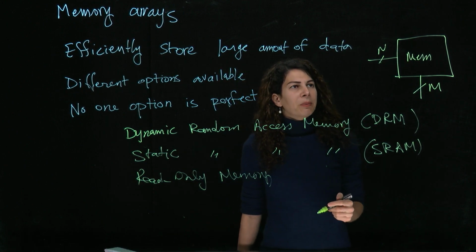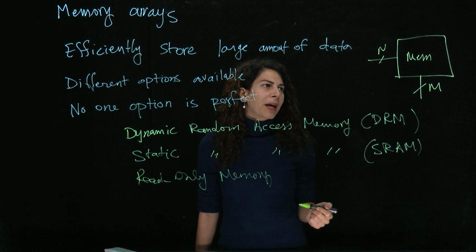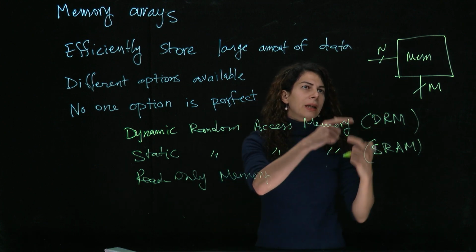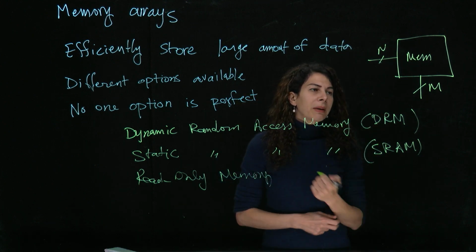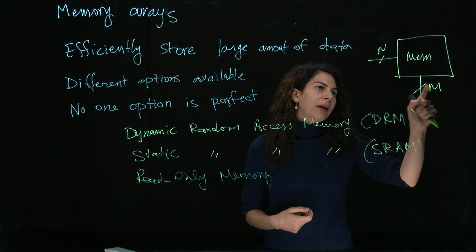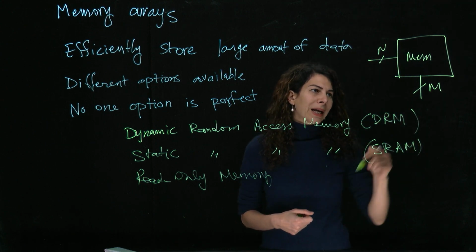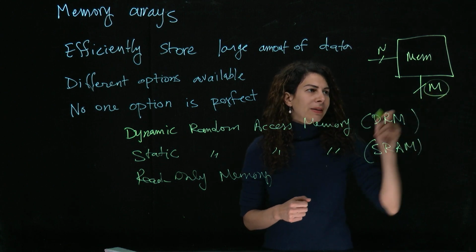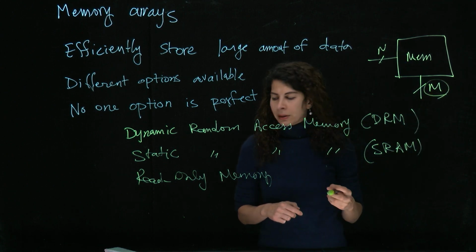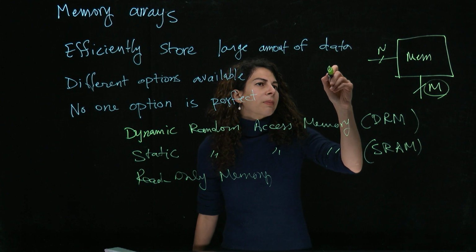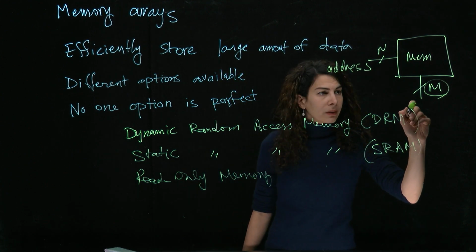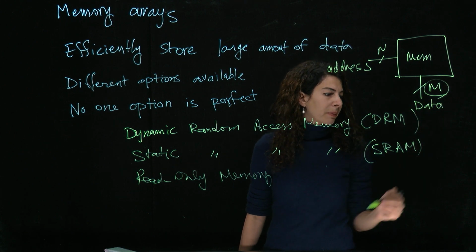No matter what kind of memory you use, we typically have n bits to address the 2 to the power n locations in the memory, and every time you go to one of those addresses, the word length of the memory is this m bit that we're reading from. So this is typically the address, and this is the data coming out of the memory.